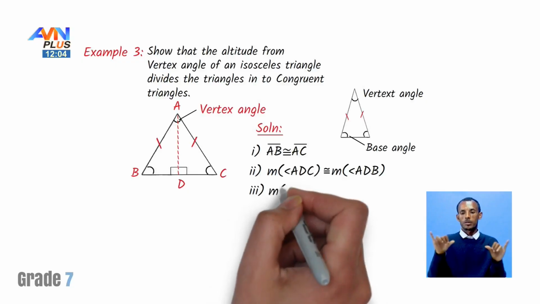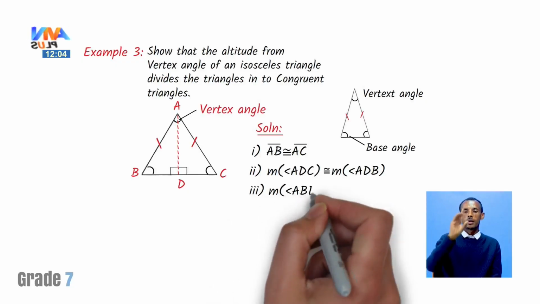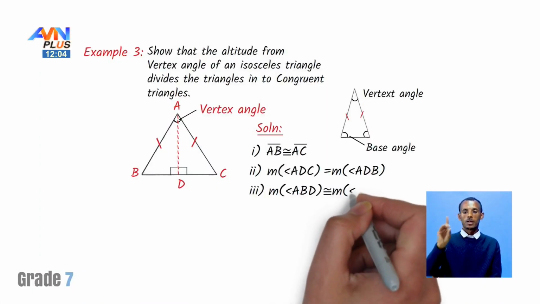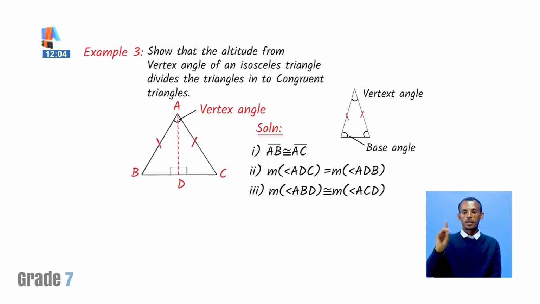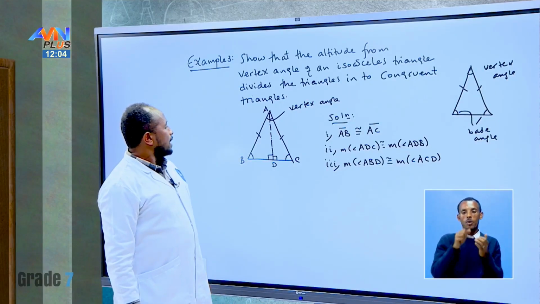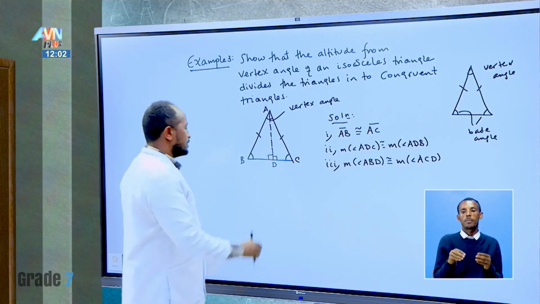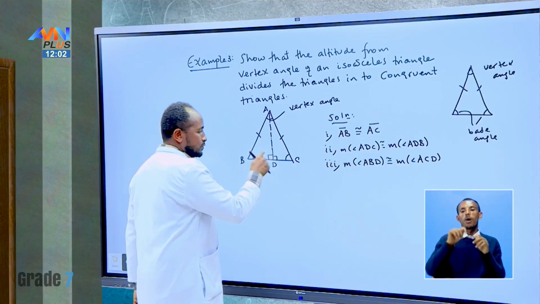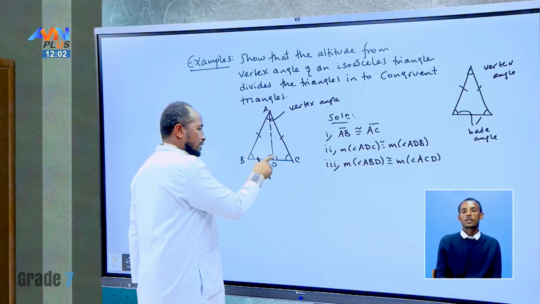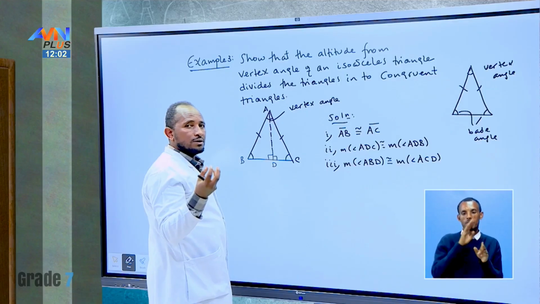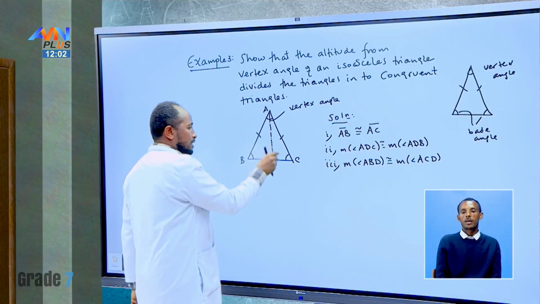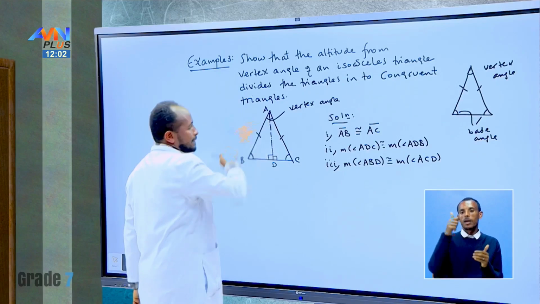Measure of angle ABD is congruent to measure of angle ACD, because these two are the base angles of the triangle. So here, from the angle sum theorem, we know these two angles are congruent with these two, so the third angles of these two triangles are also equal. Since these two angles are congruent, the third angle must also be congruent, because the sum of the interior angles of a triangle is 180. The remaining part: since these two are the same, these two angles are congruent.